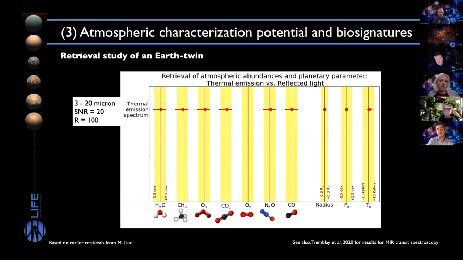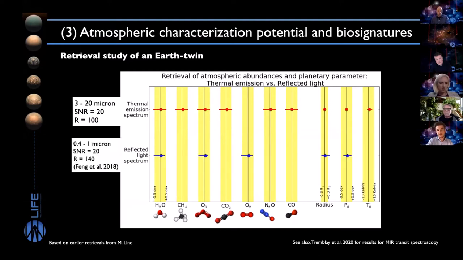And you can see how well, in this case, we can retrieve all these properties. And as I said, we used that analysis to compare it to the reflected light spectrum. There was a great paper published by Feng et al. in 2018, where they investigated basically a reflected light mission similar to LUVOIR, where they had an Earth spectrum between 0.4 and 1 micron, an SNR of 20.